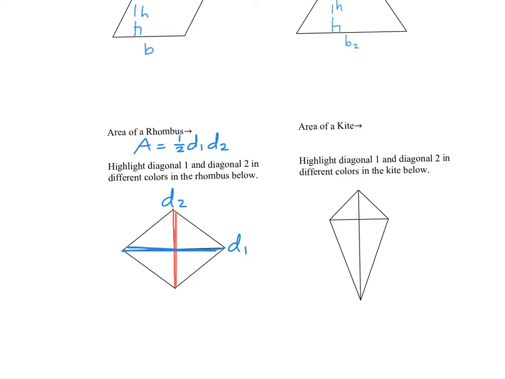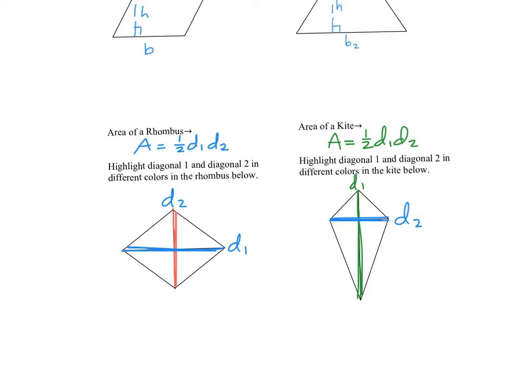And then kite. What's the formula for a kite? The same thing. So it's area equals 1/2 times diagonal 1 times diagonal 2. And again, your diagonals go the whole way. So if this is diagonal 1, then diagonal 2 would be this one here. Okay. Any questions on that?